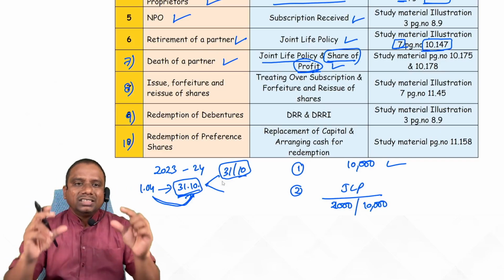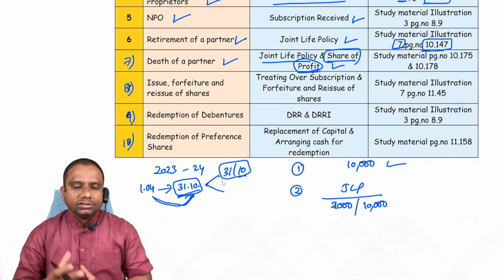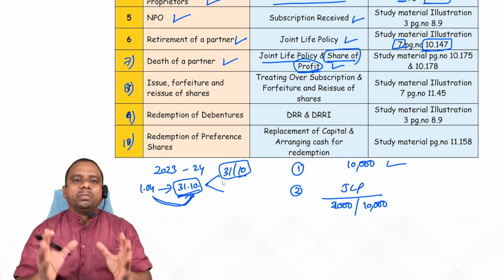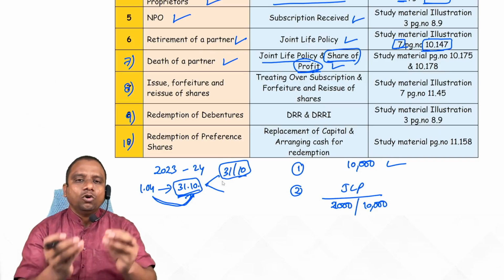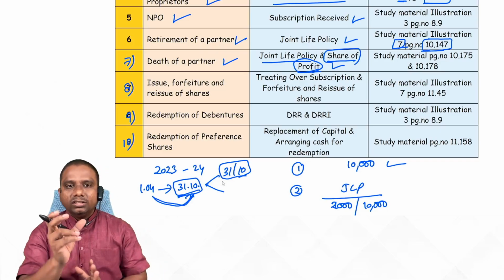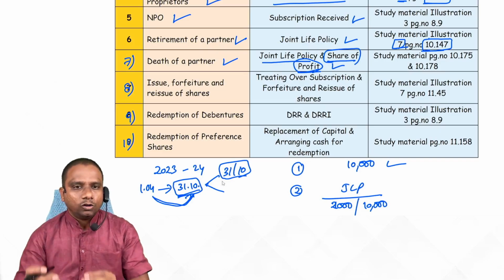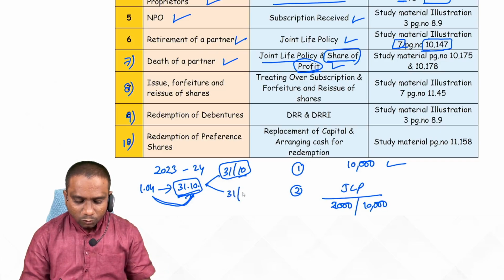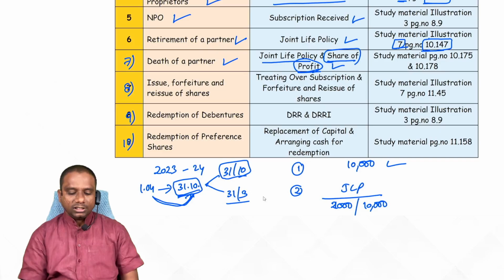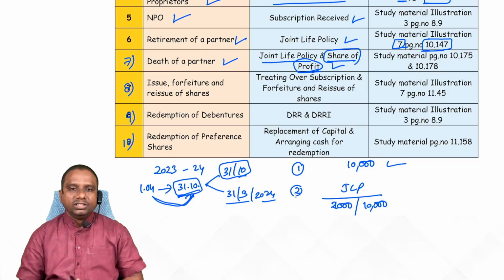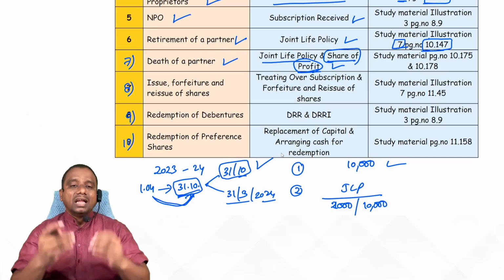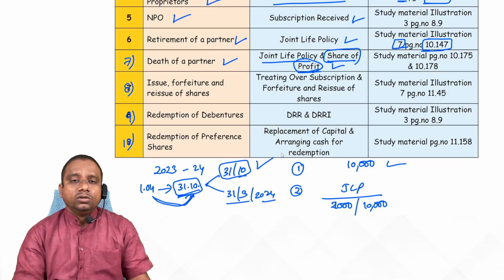Suppose the partnership deed contains a provision like this: during the year, whenever the partner died, irrespective of the date of death, settle the executors of the deceased partner's account only at the end of the year. That means 31st March 2024. This case has one type of calculation. Generally, most of the cases we get in the exam are this. That means, as on the date of death, we settle the executor's account.